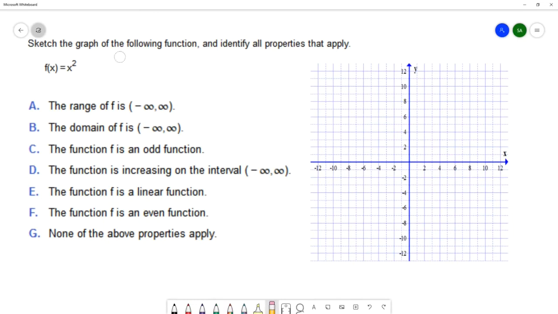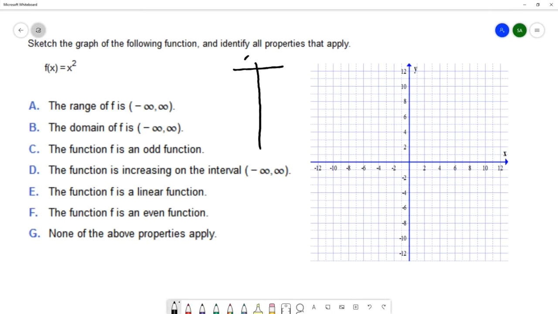Sketch the graph of the following function and identify all the properties that apply. In this example, we are working with the function f of x equals x squared. So let's start by sketching that graph. We're going to sketch it by plotting points.